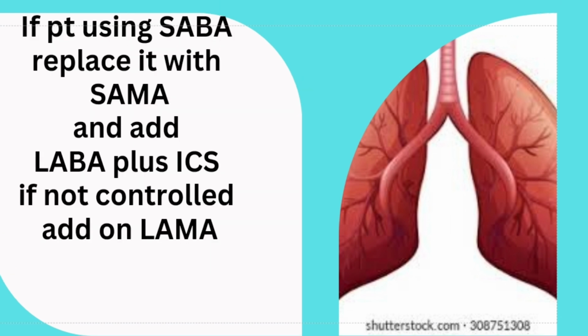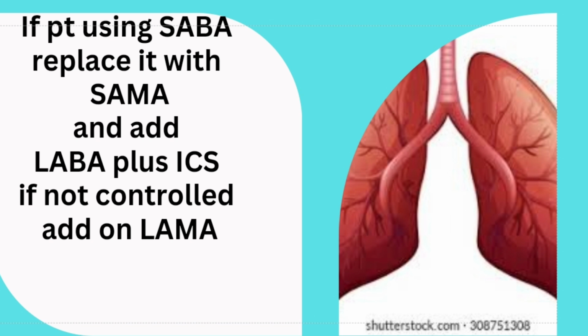So in that COPD, if the patient is using SABA before, but it is not being controlled by SABA, we replace this SABA with SAMA and we add LABA plus inhaled corticosteroid. It means that in step 2, we add two medicines together, that is LABA plus inhaled corticosteroid. And if the patient is not controlled by step 2, in step 3, we add LAMA also with this. So in step 3, we have LABA plus LAMA plus inhaled corticosteroid. But inhaled corticosteroid is only given in that patient of COPD which has an element of reversibility or eosinophilia.